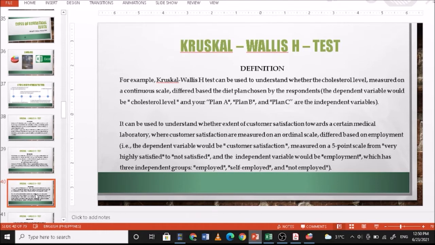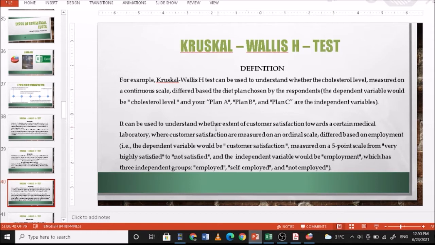Okay, so examples. The Kruskal-Wallis H test can be used to understand whether the cholesterol level based on a continuous scale differed based on the diet plan chosen by respondents. So the dependent variable will still be your cholesterol level, and your plans A, B, and C are the independent variables. Same with your ANOVA, but here we do not assume that it's normally distributed.